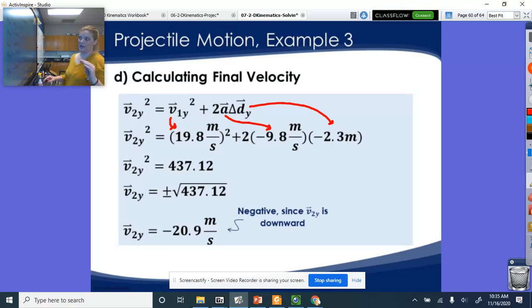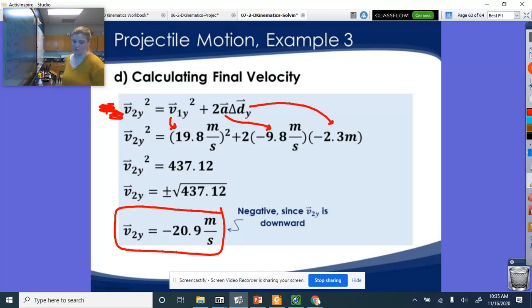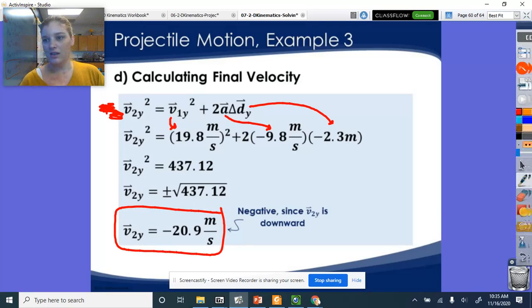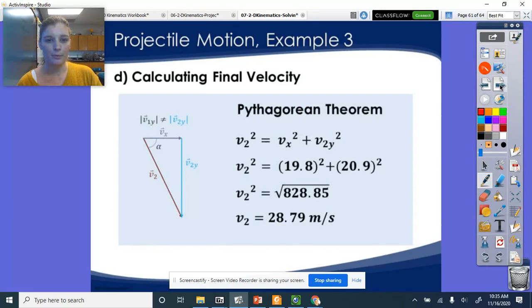Remember, there's a time where you use it where this guy is going to be 0, and that's when you're solving for the max height. But right now, we're solving for our actual final velocity. And we're going to use the negative number because we know that we're moving down towards the ground to get out of the rain. Boom, boom, boom, boom. And then we can use that number in our triangle to solve for our final velocity vector.